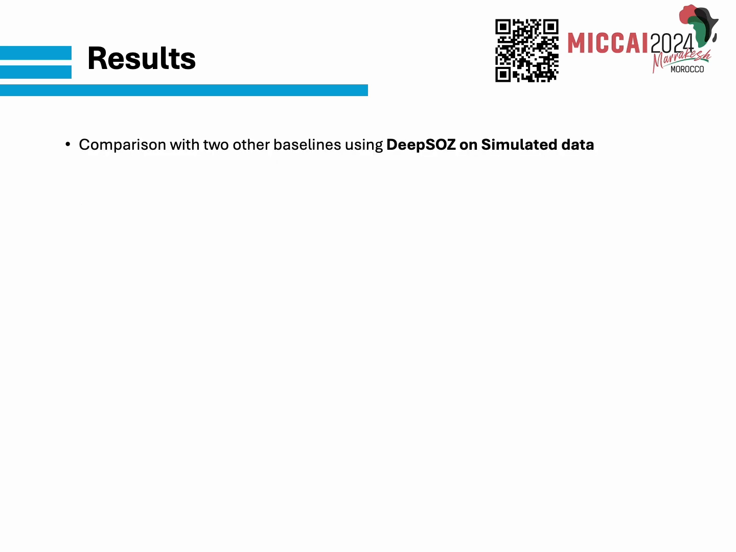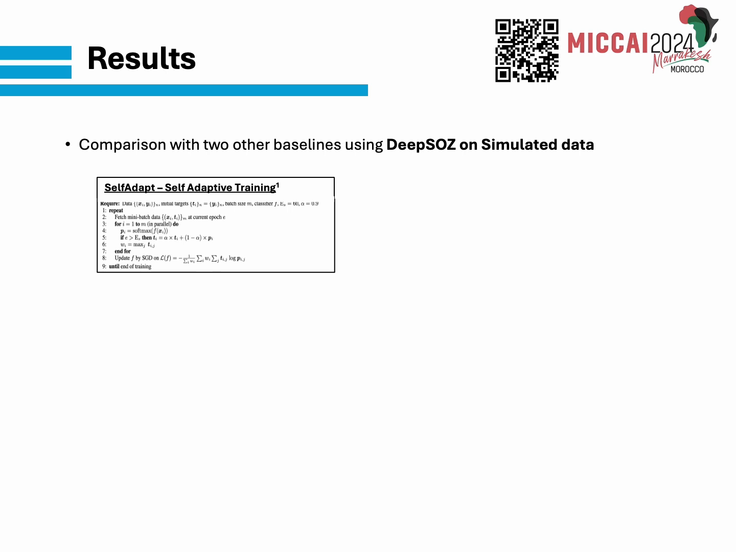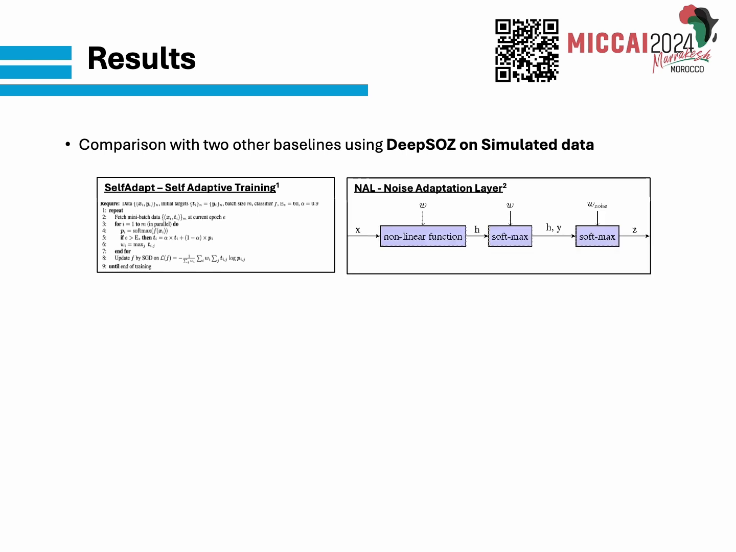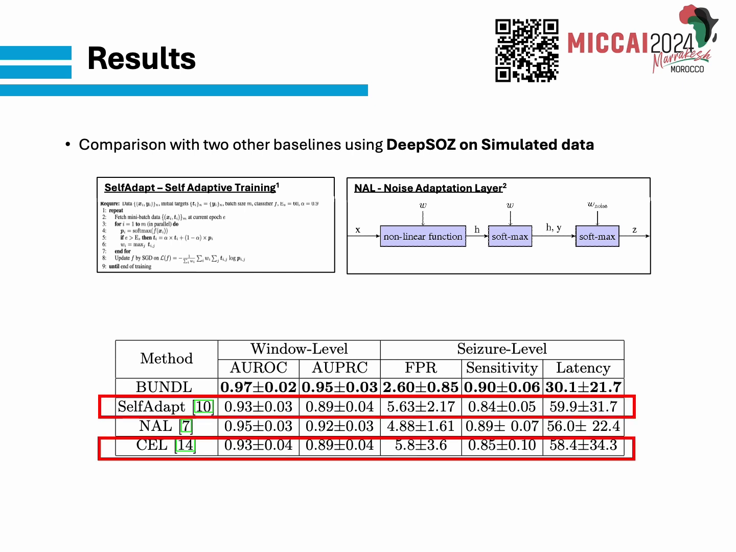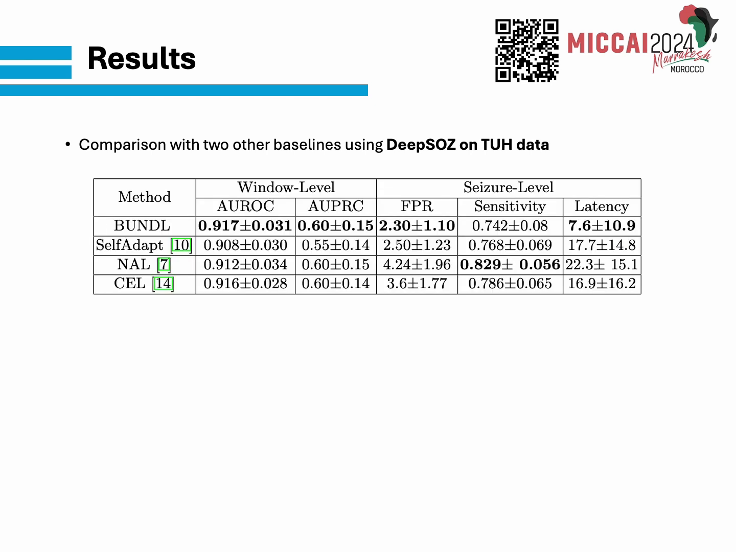Further, we compare against 2 baseline methods: self-adaptive training, which is an algorithm that uniformly changes the supervision of all samples, and noise adaptation layer, NAL, which adds additional layers on top of the existing architecture to predict noisy and clean labels. On simulated data, all metrics improve with BUNDL. NAL performs similarly but has high FPR. There is no significant difference between self-adapt and CEL, suggesting that it's not exactly learning any clean label signatures.